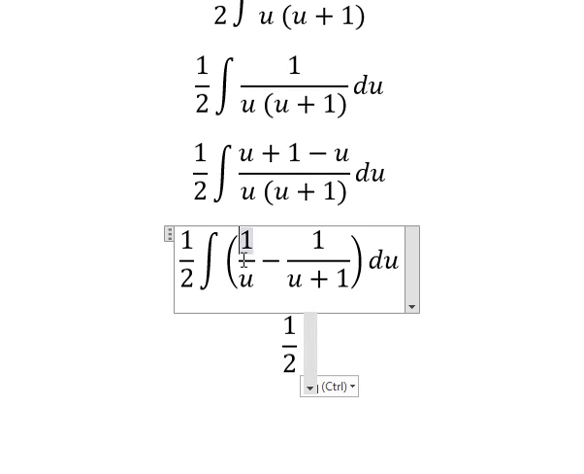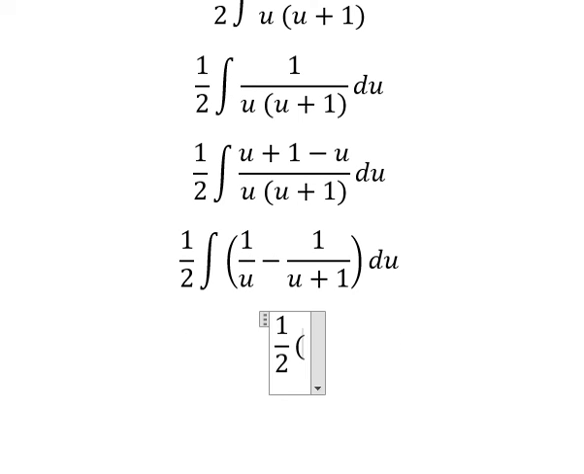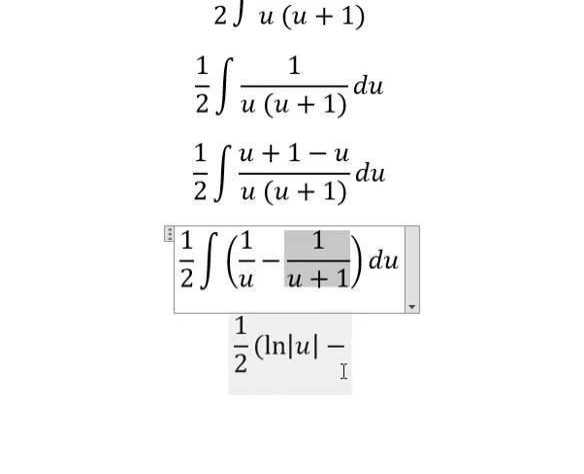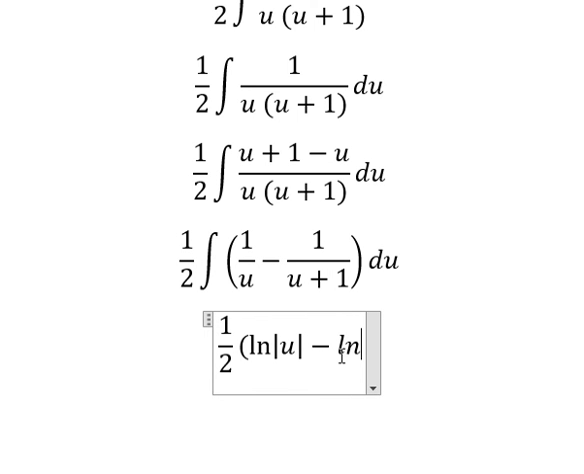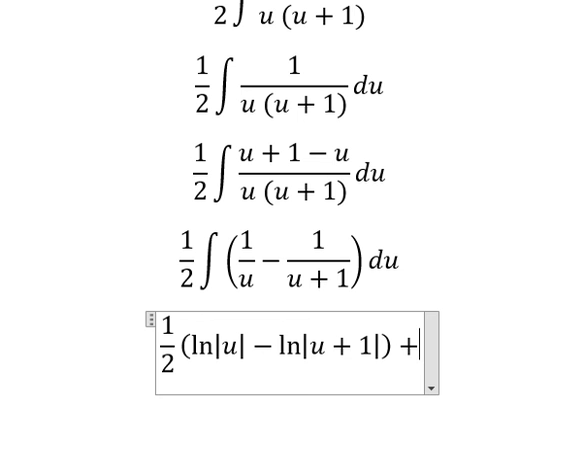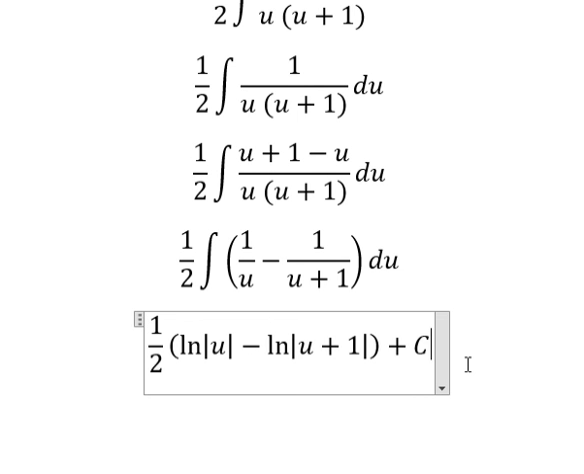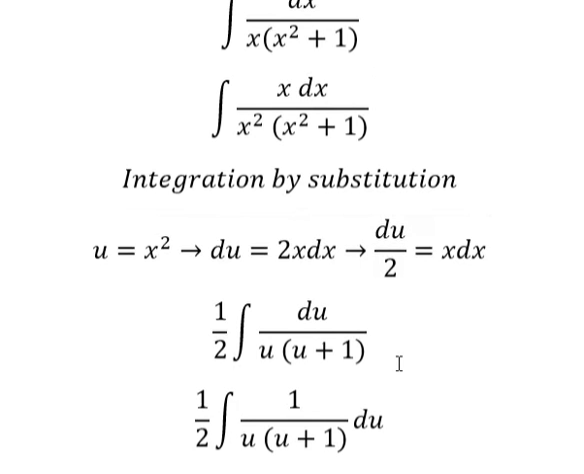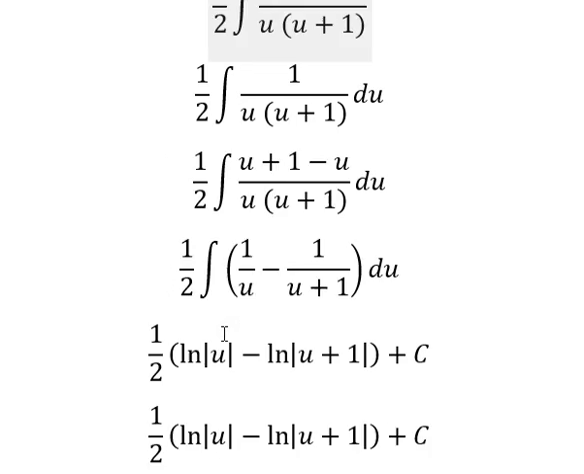The integration of this one, we have ln of the absolute value of u. The integration of this one, we have ln of the absolute value of u plus 1. And then I will put c. About u, that is about this one.